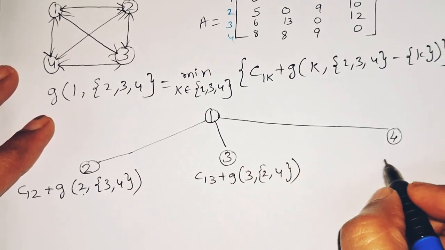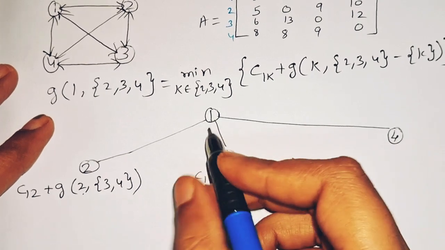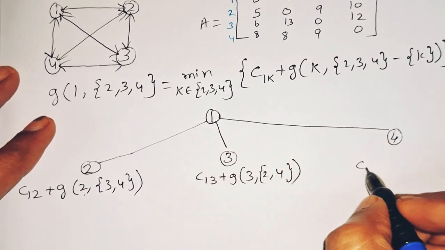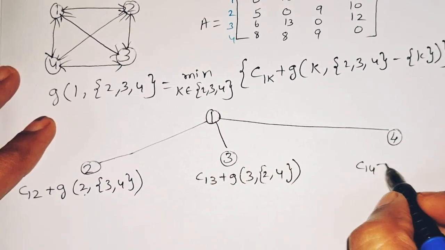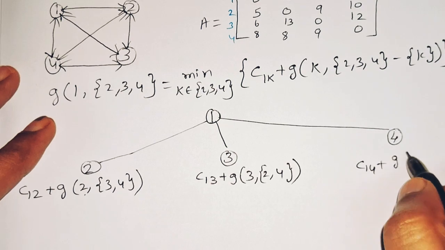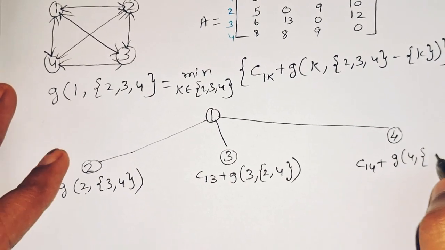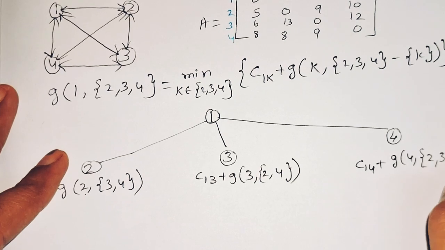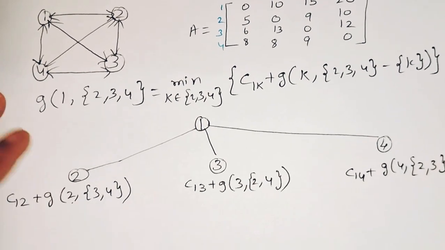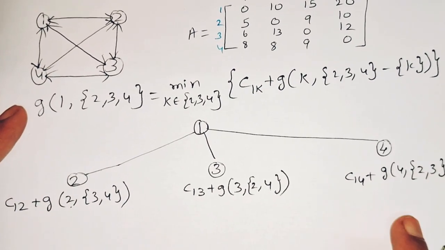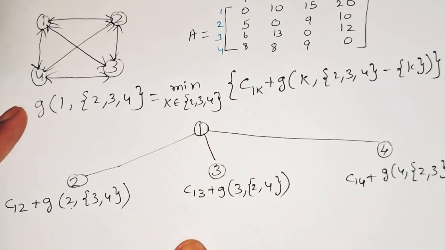Okay. So here also, we have started from 1 to 4, traveled from 1 to 4. Now we need to travel from 4 to the remaining nodes. So what are the remaining nodes here? 2 comma 3. Okay, so like this we have written this recursive formula.